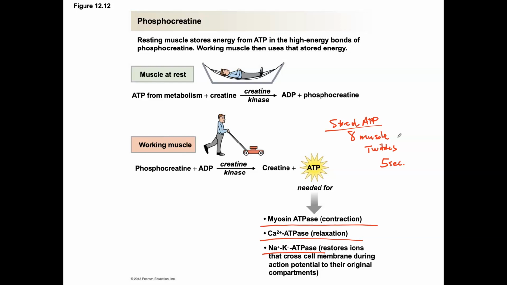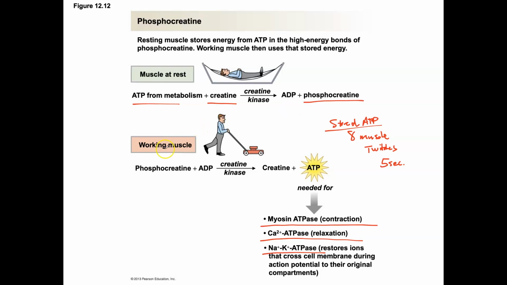The phosphocreatine pathway is a backup source of ATP in muscle cells. Phosphocreatine is actually produced at rest from creatine and ATP. So when you have muscle cells at rest, you can use ATP from metabolism to transfer a phosphate to creatine in order to produce phosphocreatine. And so phosphocreatine is a backup storage molecule to produce some ATP when our stored ATP levels have been depleted.